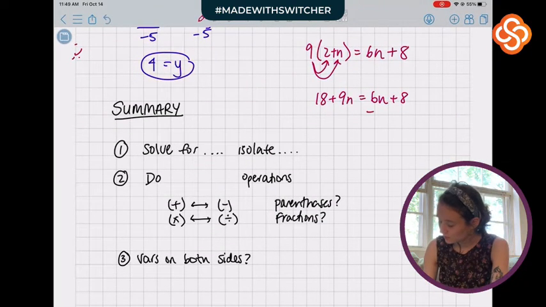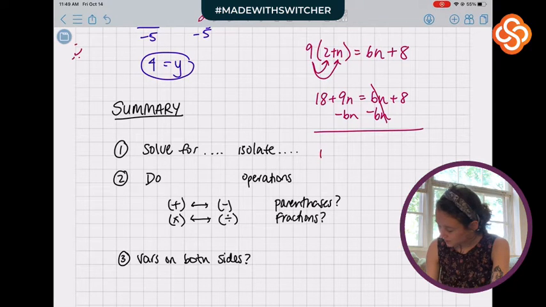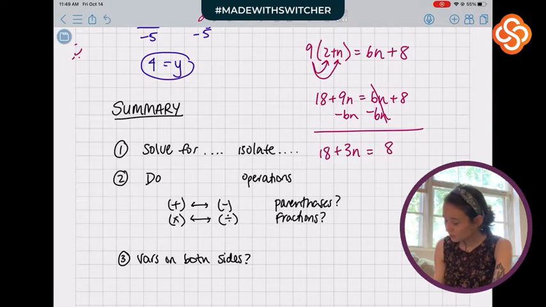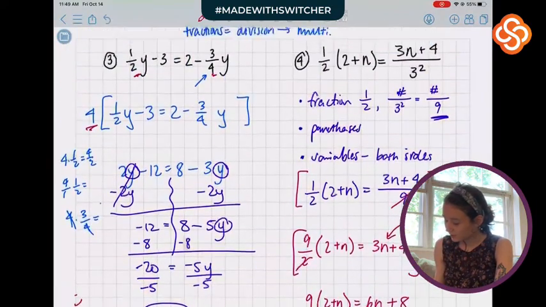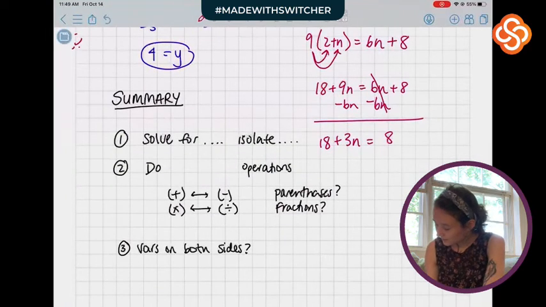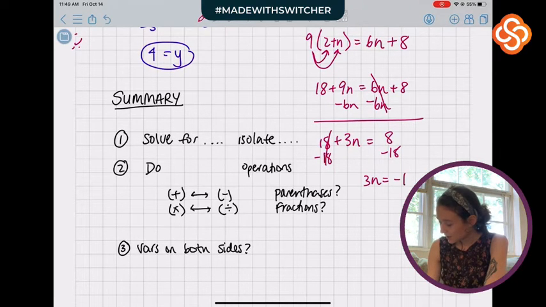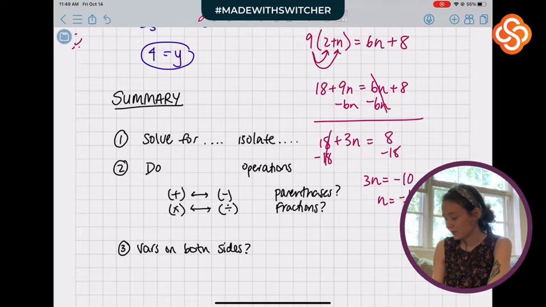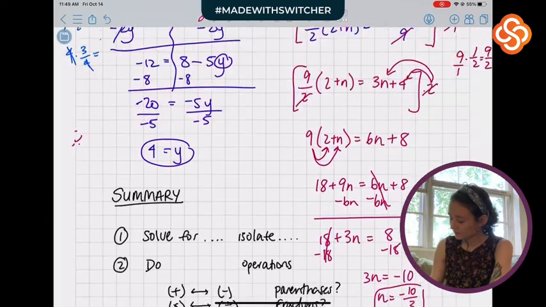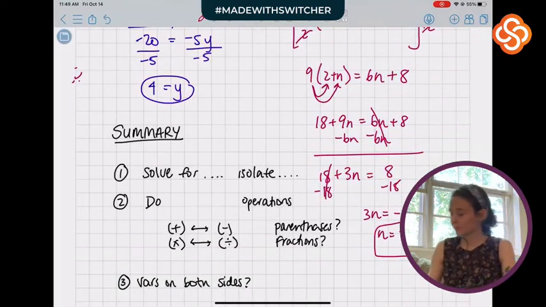So I'm going to delete them from one side. 18 plus 3n equals 8. Ooh, this one's going too far. I'm going to minus 18 on both sides. 3n is equal to negative 10. So n is equal to negative 10 divided by 3. And that's the whole thing.